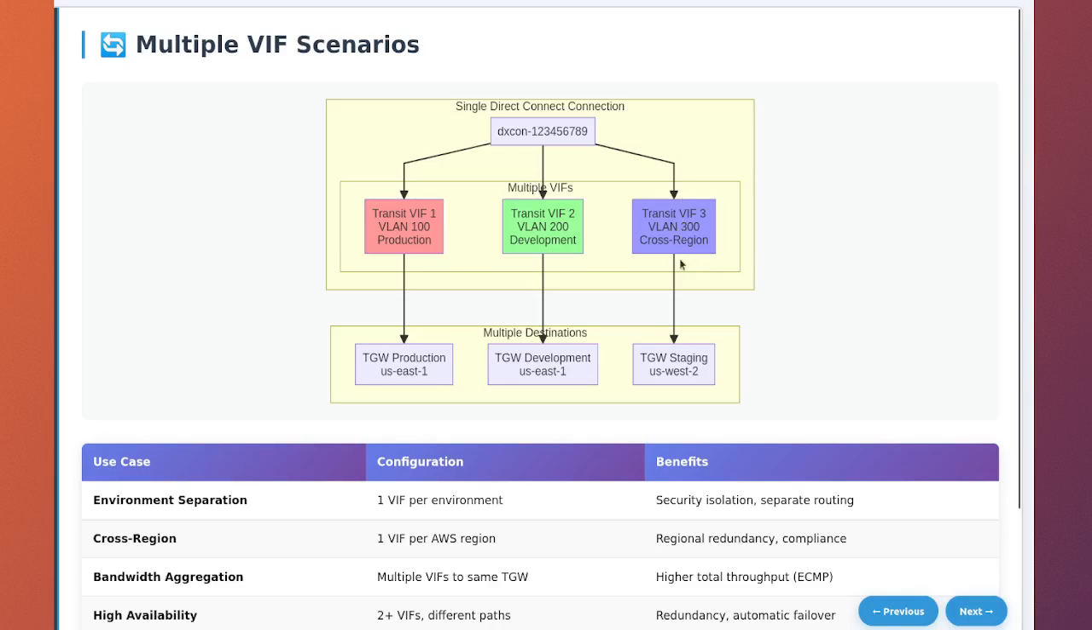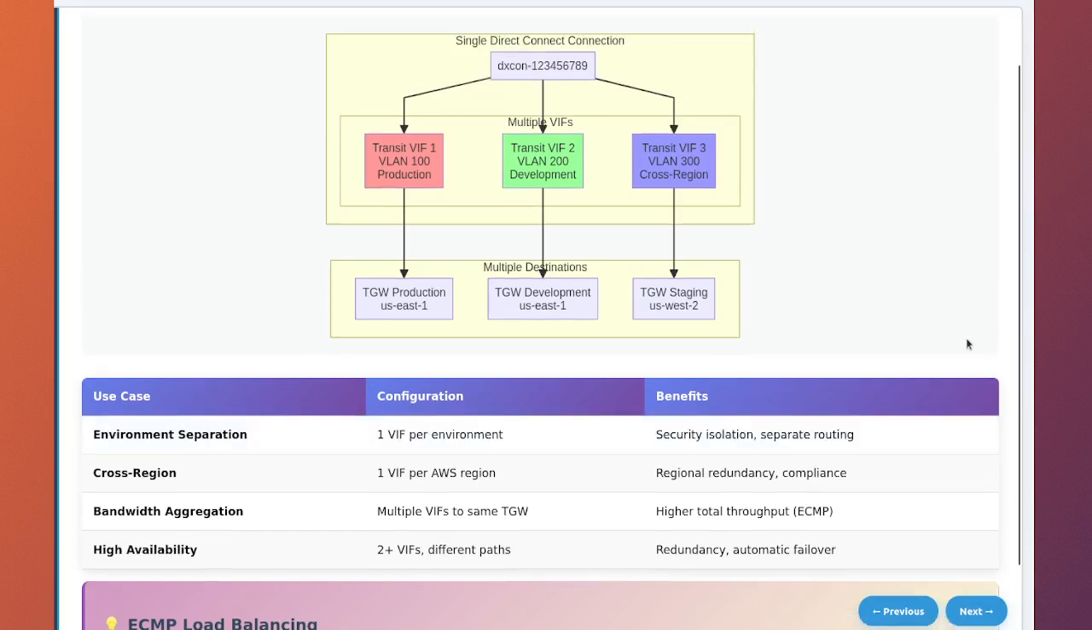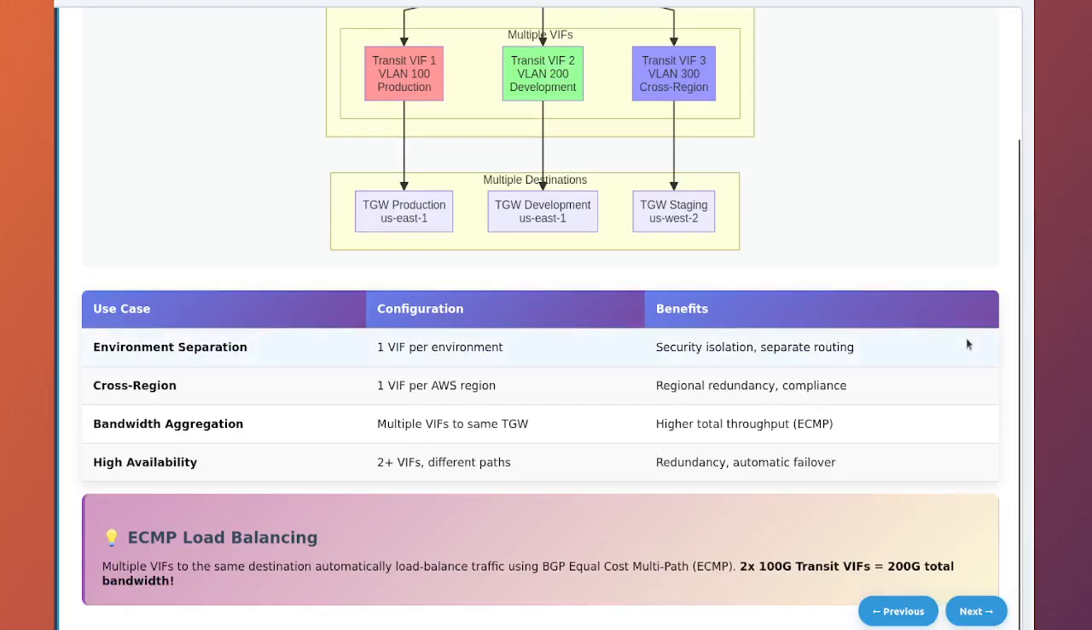Cross-region connectivity is another powerful use case. You can have VIFs connecting to transit gateways in different AWS regions, enabling global connectivity through a single Direct Connect location. Bandwidth aggregation works when you have multiple VIFs to the same destination. BGP ECMP, equal cost multipath, automatically load balances traffic across the VIFs. The key is planning your VLAN allocation carefully and maintaining clear documentation of which VIF serves which purpose.